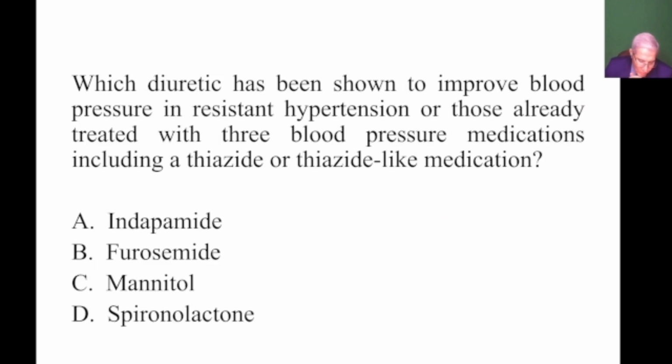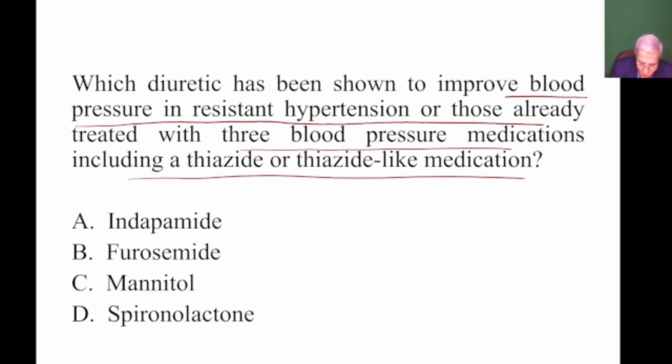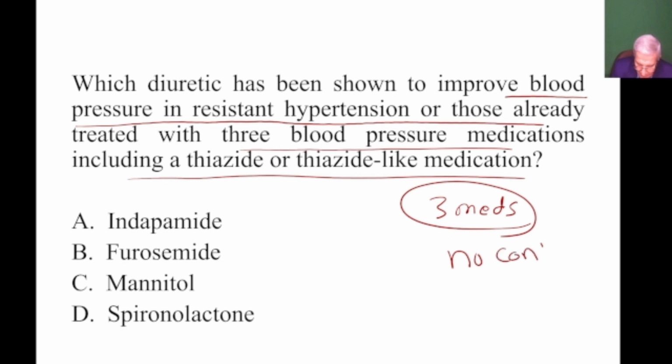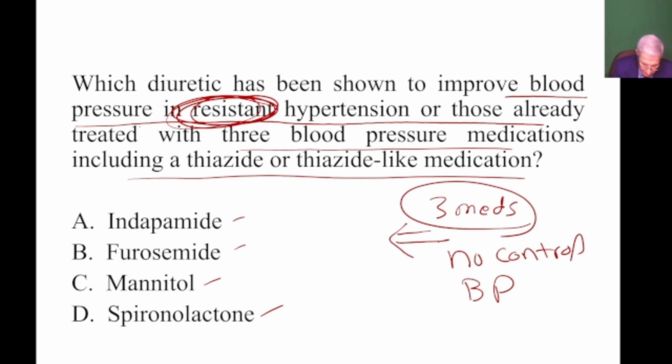Which diuretic has been shown to improve blood pressure in patients with resistant hypertension, those already treated with three blood pressure medications, including a thiazide and a loop diuretic? So the patient is already on three medications but blood pressure is not controlled, so we need to add something. Indapamide, furosemide, mannitol, or spironolactone. Which one may be best prescribed for resistant hypertension? If you go with spironolactone, you are correct.